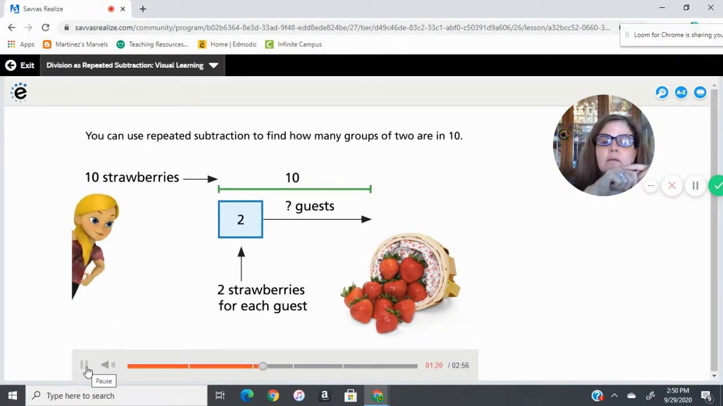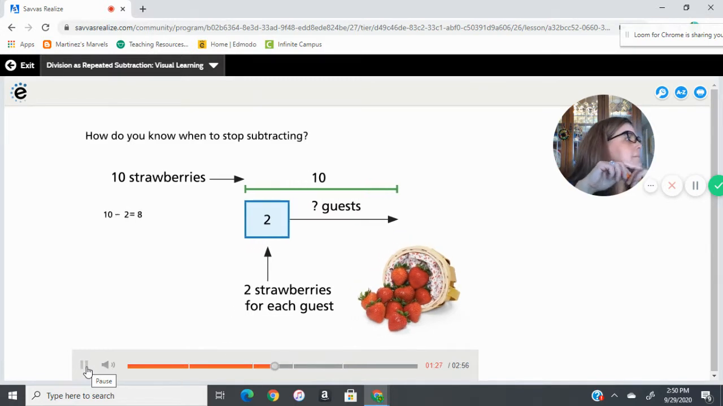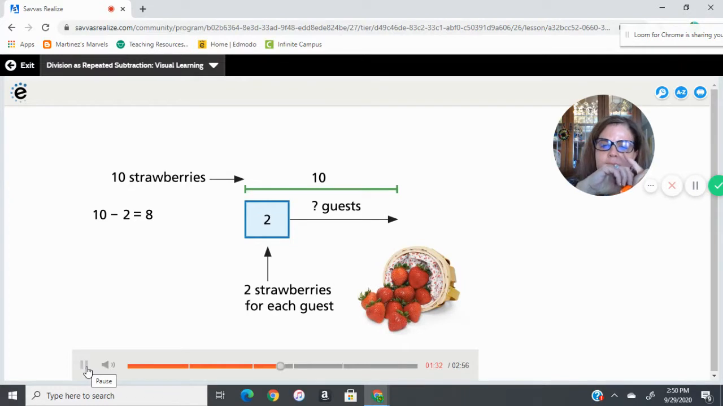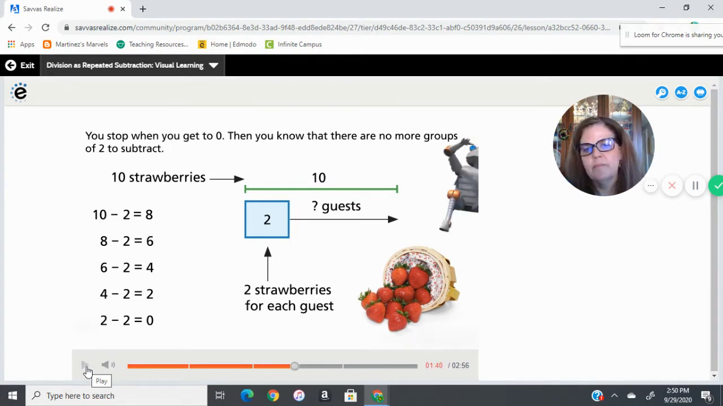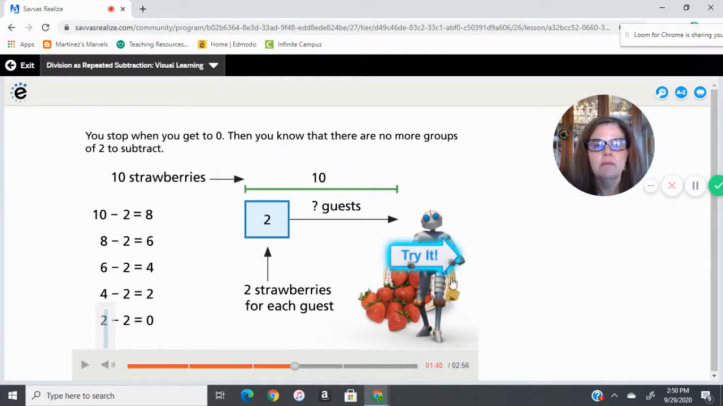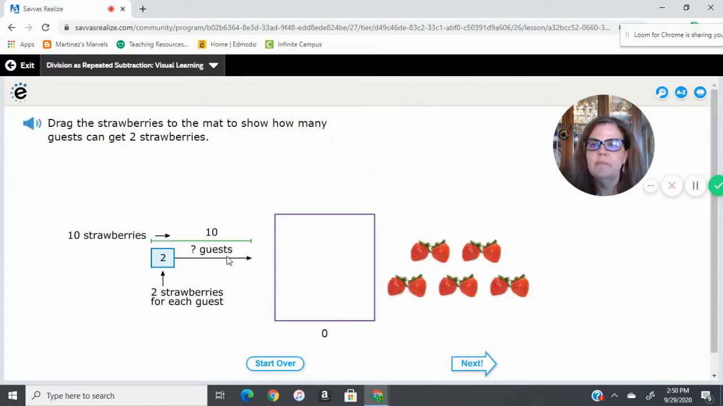You can use repeated subtraction to find how many groups of 2 are in 10. How do you know when to stop subtracting? You stop when you get to 0. Then you know that there are no more groups of 2 to subtract. Okay, so now we're going to try it. Drag the strawberries to the mat to show how many guests can get 2 strawberries.